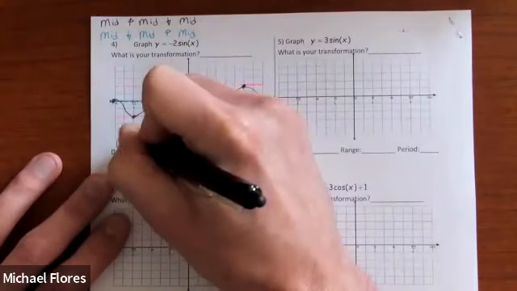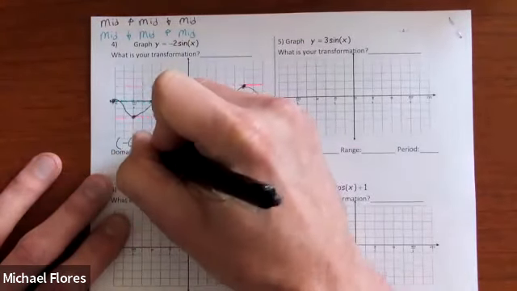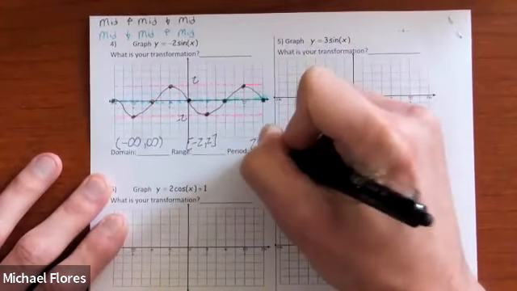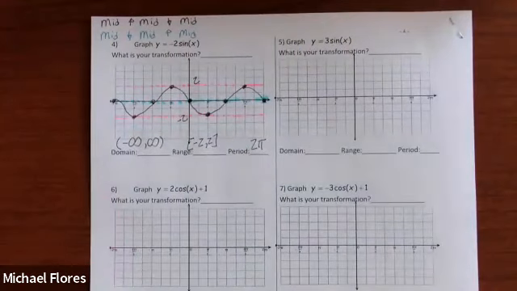Domain, still negative infinity, positive infinity. Let's take a look at our range. Those pink lines, looks like we're going through -2 and +2, so that's going to be our range. And it's going to still take 2 pi to complete a cycle.